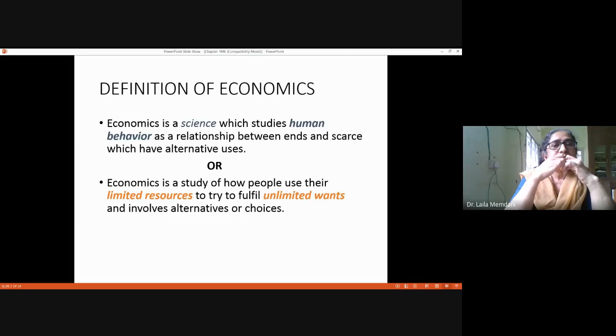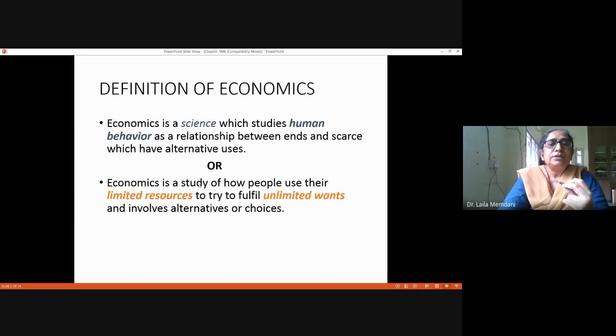Economics is said to be a science which studies human behavior as a relationship between ends and scarce means which have alternative uses. Or we can also say it is the study of how people use their limited resources to fulfill unlimited wants. So we all have unlimited wants, but the resources to fulfill them are limited. And therefore, we have to make a choice.